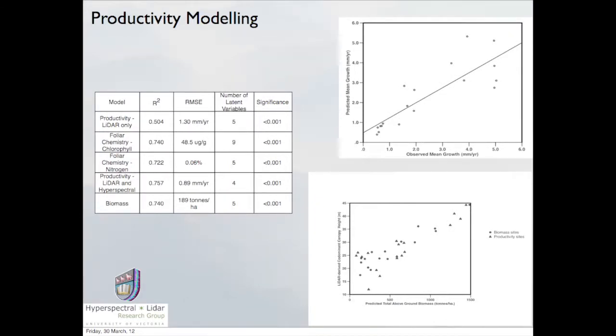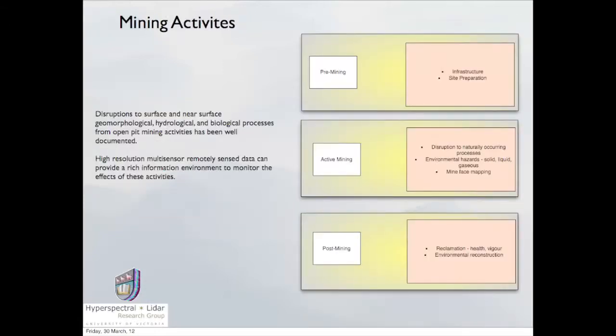Increase our prediction of growth on these sites to 0.75, which is a pretty reasonable model, and reduce the root mean square error from 1.3 to 0.89 millimeters per year. And then we also map biomass using that as well. So we can use the two of them. Like I said, it's an incremental improvement in output by incorporating the two.